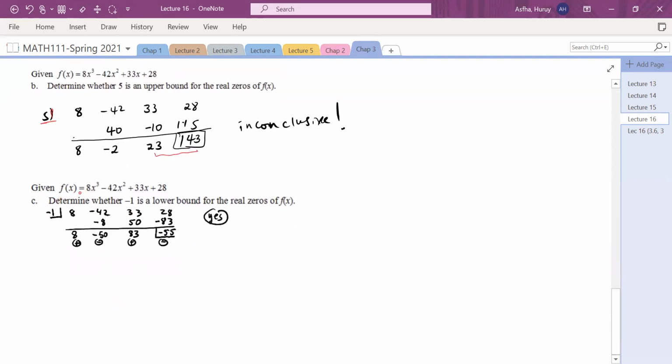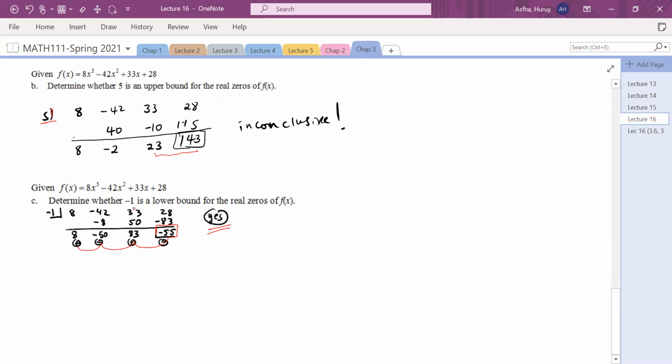The next is, let's determine if -1 is a lower bound of the real zeros. Dividing this by -1, we have this, and we have the remainder -55. So we have from positive to negative, negative to positive, and positive to negative. As you can see, all of them are alternating. Therefore, yes, -1 is a lower bound for the real zeros of f of x.